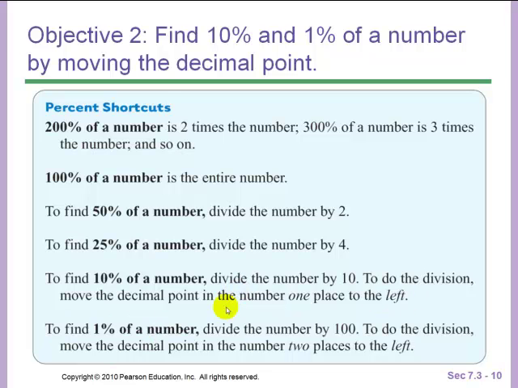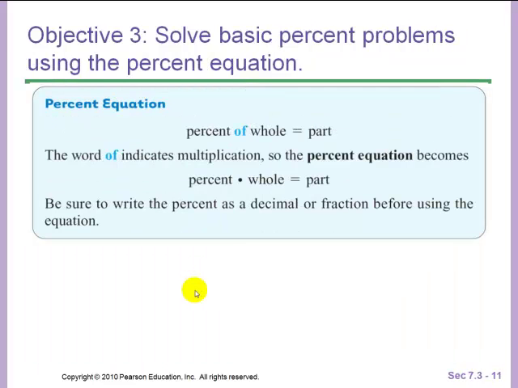And 1% of a number, you divide the number by 100, and the shortcut for doing that is to move the decimal point 2 places to the left. Again, you do not have to have these memorized, but if you know them, they can make your life quite a bit easier.